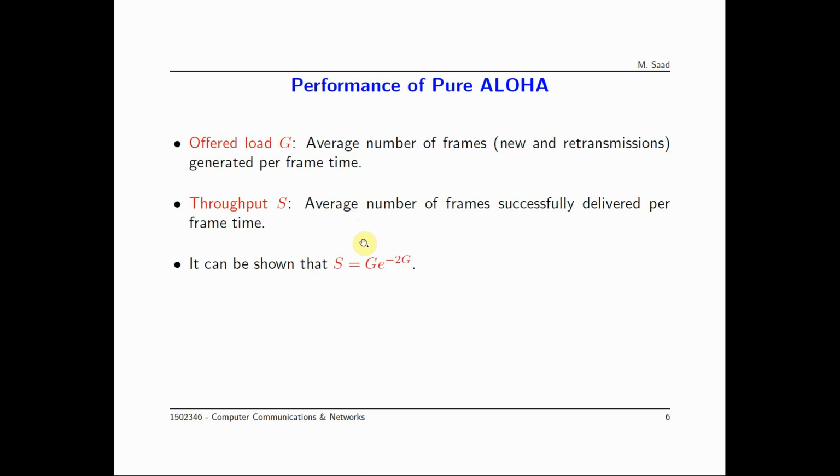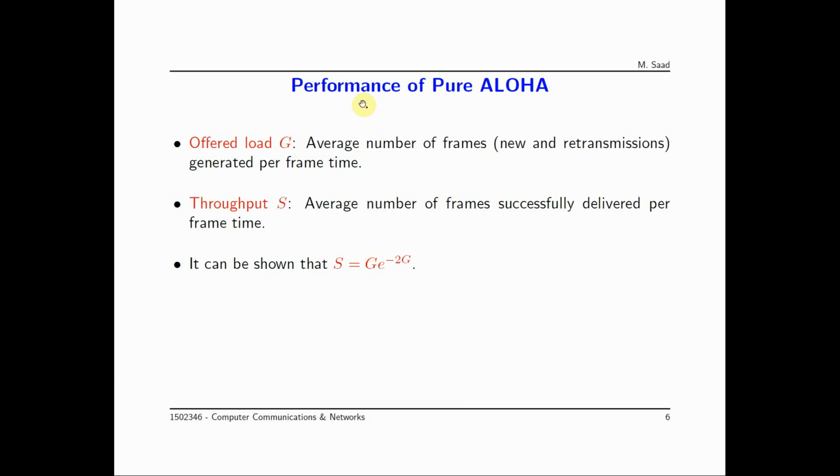Now, how does Aloha perform? How can we assess the performance of Aloha? I think you just noticed that Aloha is very simple. If you have something to send, you will send. If there is a collision, then you will wait for random time and then you will send again, without any coordination with anyone else and without any centralized decision on behalf of the stations connected to the network.